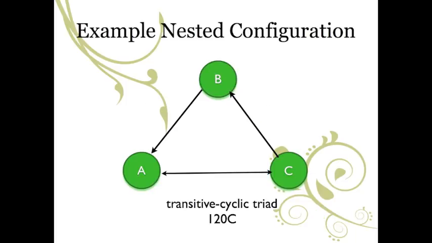Let's look at a triadic structure with the green nodes. It has the fancy name of a transitive cyclic triad, 120C. I give you 15 seconds to see what type of underlying structures you can see in it. An underlying structure is any combination with at least one node and 2 edges. Go!